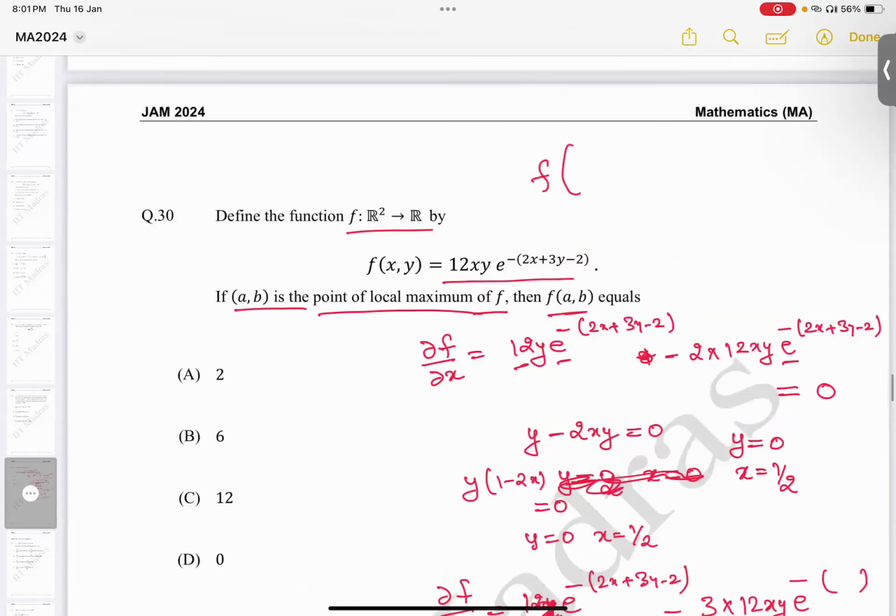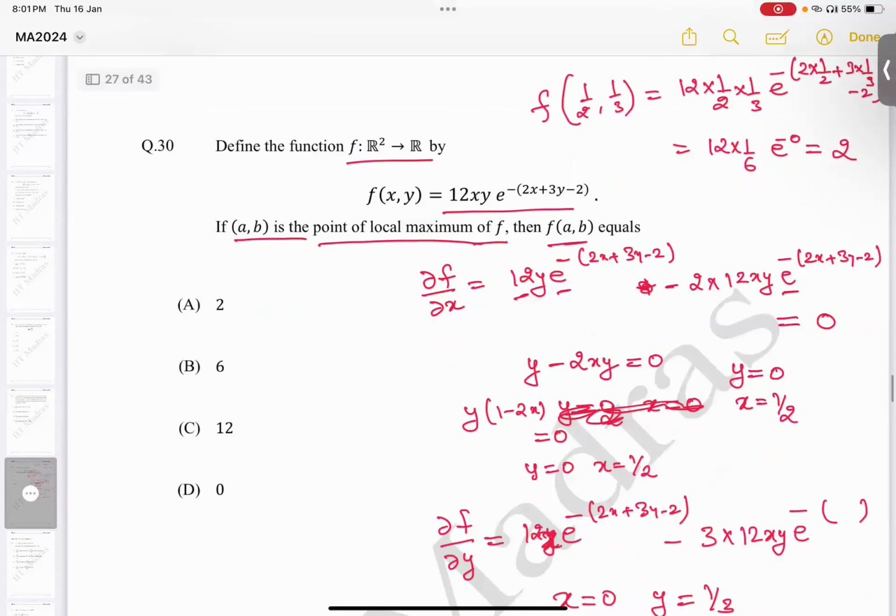So what is the value of f at 1 by 2, 1 by 3? This will be equal to 12 into 1 by 2 into 1 by 3 e to the power minus 2 into 1 by 2 plus 3 into 1 by 3 minus 2. So this will be 0. So this will be 12 into 1 by 6 e to the power minus 0. In total, you will have 2. So the answer will be 2.